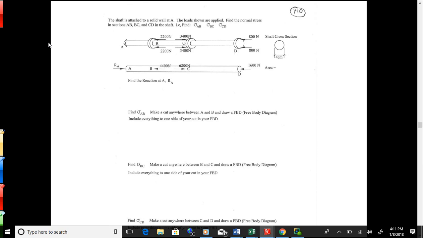So what we've got there is this shaft, somehow solidly attached to a wall. And then we've got some flanges on that, those discs that are being loaded right now. What we want to do is find the stress in the shaft. We want to find the normal stress in sections AB, BC, and CD in the shaft. Now, the letter that's used for normal stress is a Greek letter. They use a lot of Greek letters in this class. That particular one is sigma.